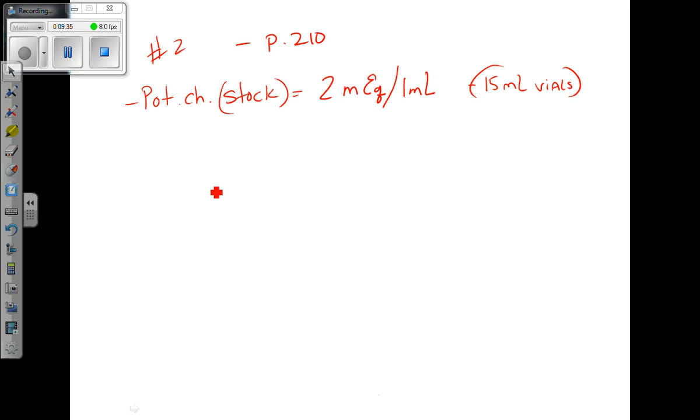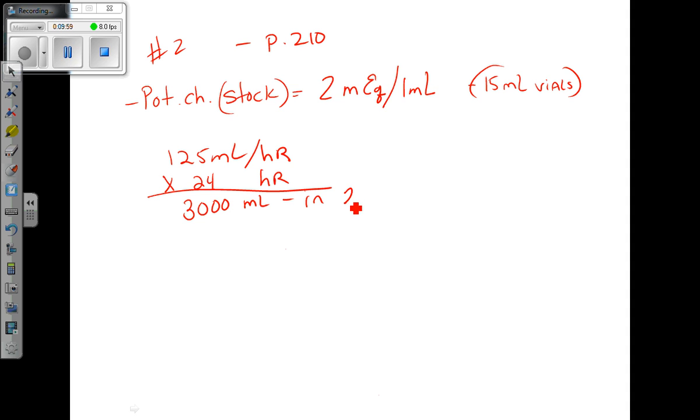You take the 125 milliliters and find out how many milliliters you need for 24 hours. If there's 125 milliliters per 1 hour, you would multiply that by 24 hours. 125 times 24 would be 3,000 milliliters, which is what you would need in 24 hours' time.